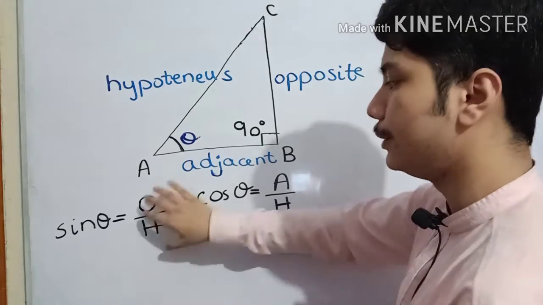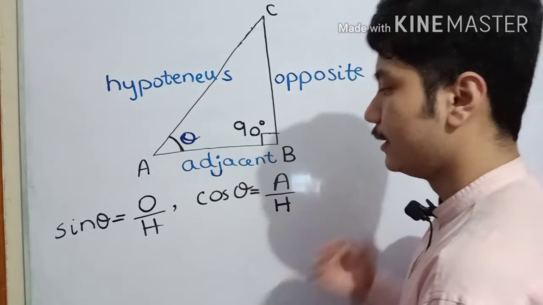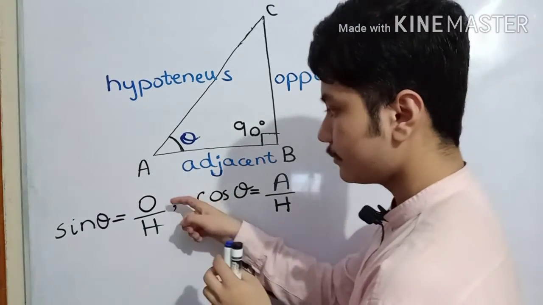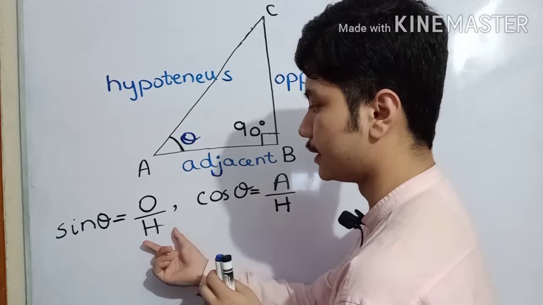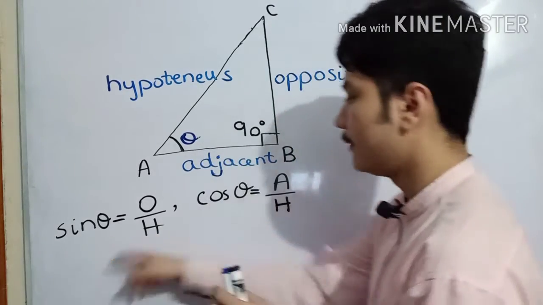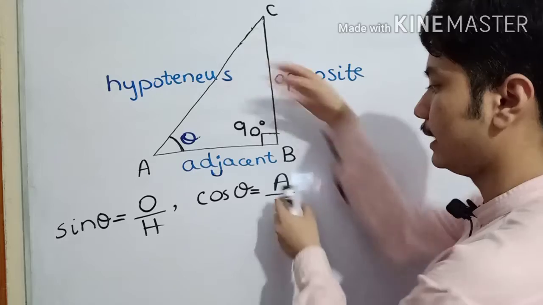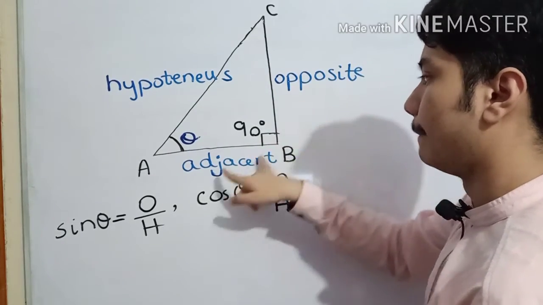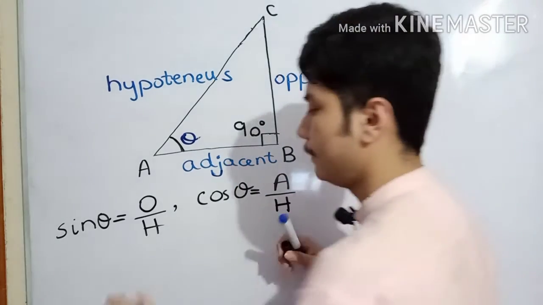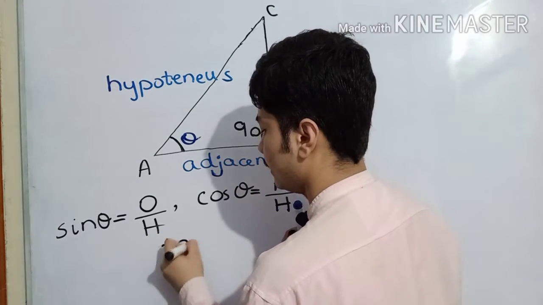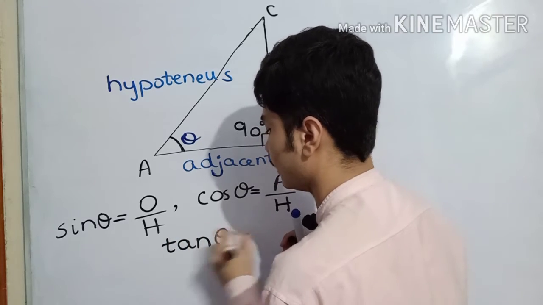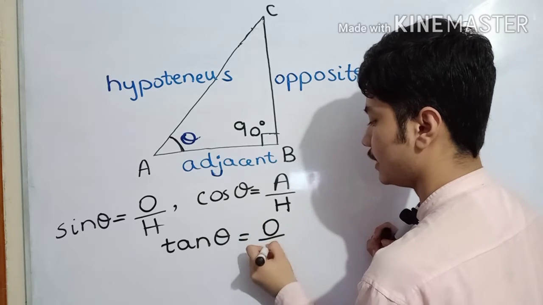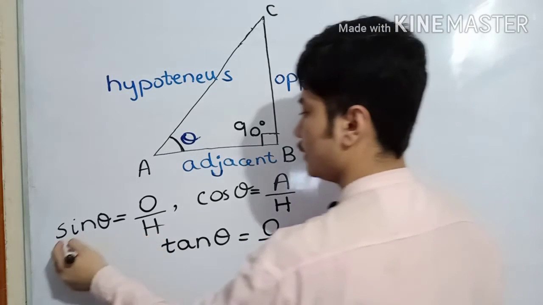For example, these are newly born babies and we have to give them names. If we divide opposite over hypotenuse, we give it the name sine theta. If we divide adjacent over hypotenuse, we give it the name cos theta. What happens if we divide opposite by adjacent? Well, that's simple. It will be tan theta equals opposite over adjacent.